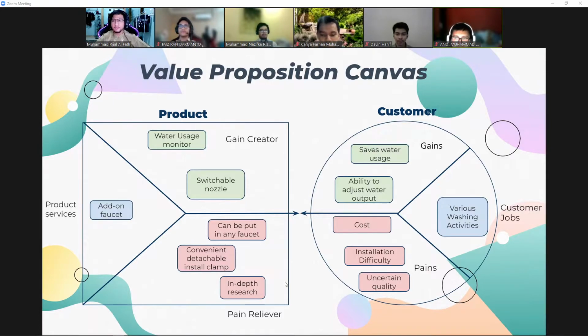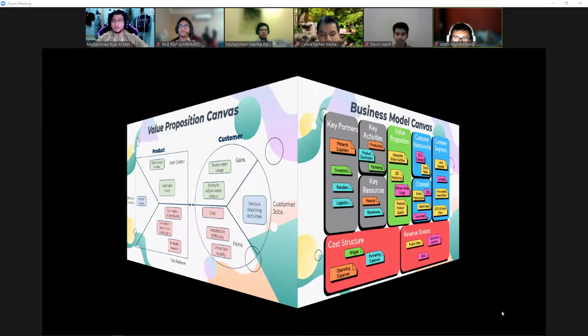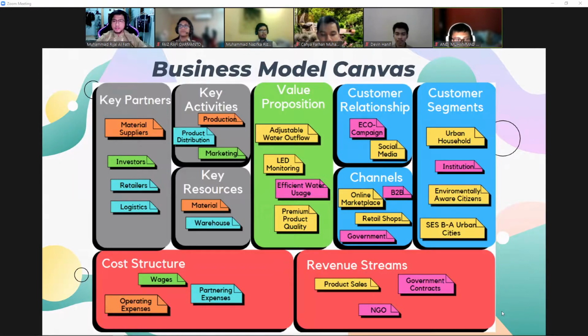Next, we move to the business model canvas of the D-Light add-on. First, the customer segments. Our products aim at Indonesian households in urban areas which are concerned with water usage management, and we also target the socio-economic status of urban cities. Institutions such as schools, public buildings, and companies who seek to apply water-saving practices in their place should use our product. Lastly, environmentally conscious citizens are also suited to use our product.